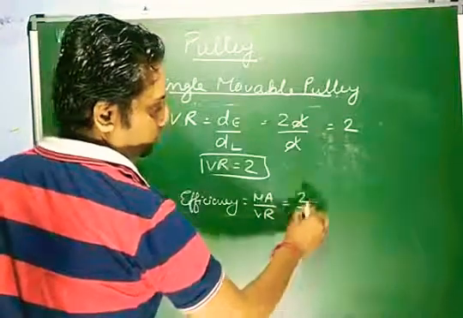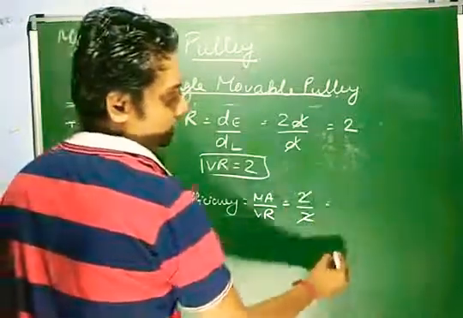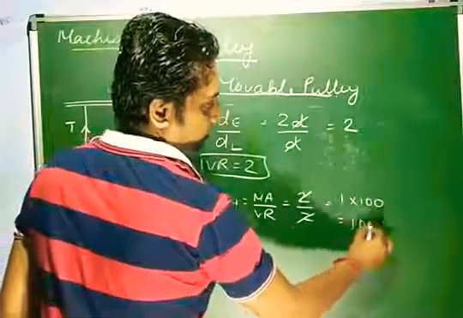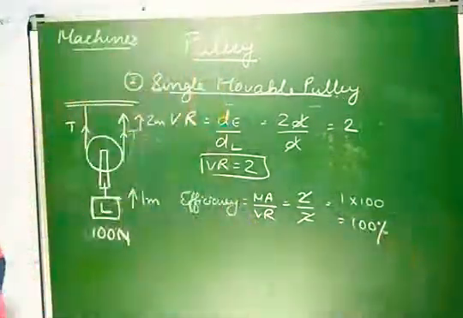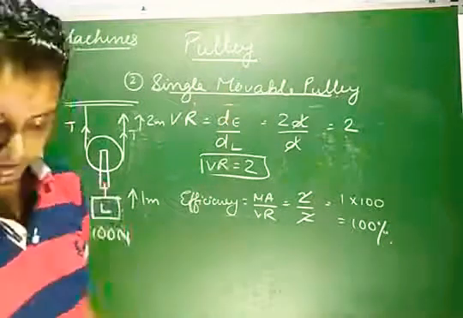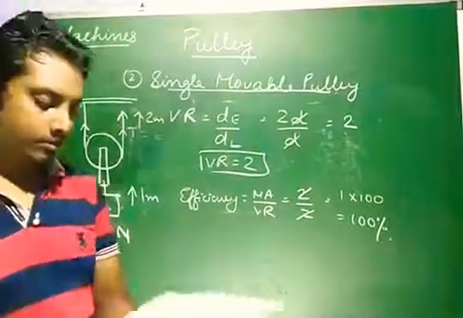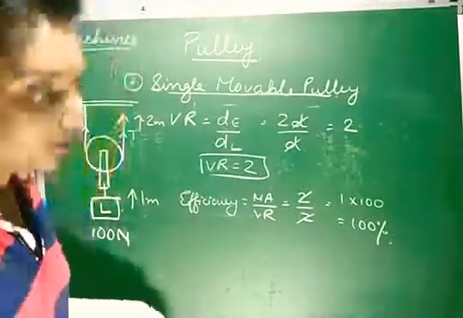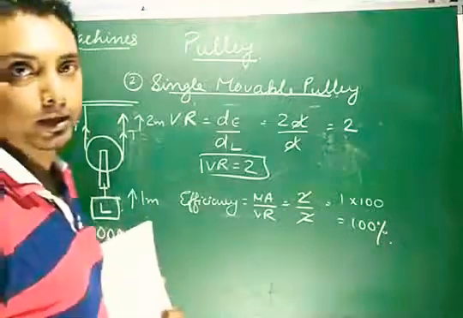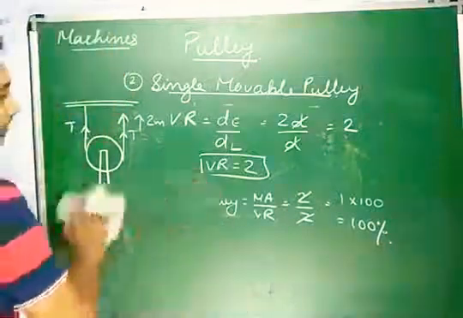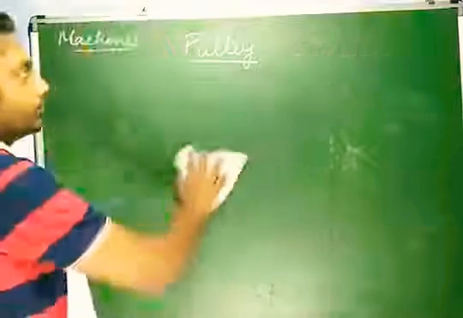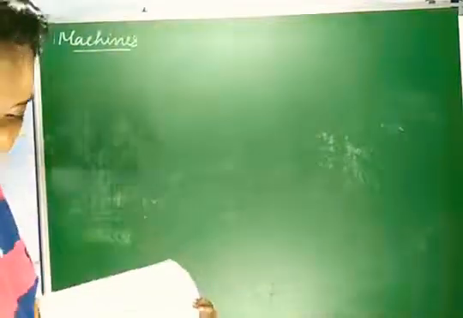So 2 by 2, on cancellation, how much we are getting? On cancellation we are getting 1 into 100, that is 100% efficiency. Alright, so this was all about the single movable pulley. I hope you understood this one. Alright, now let us proceed to the next part, that is combination of pulleys.